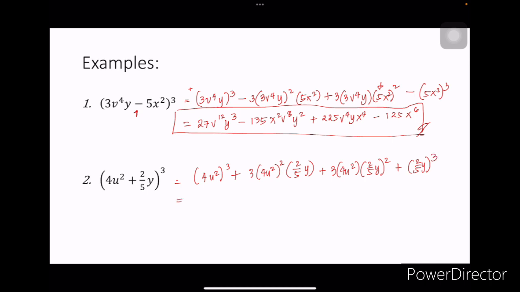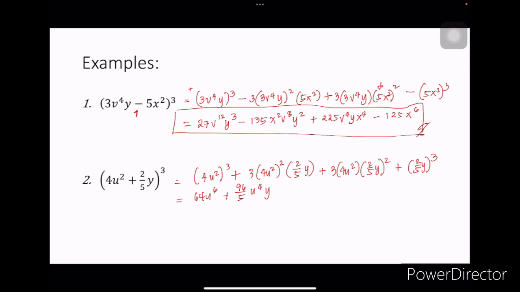So we will have now, I think, 4 times 4 times 4 is 64. u raised to 6. Then, it's 4 times 4, since it's 4 squared, times 3 times 2. So you have plus 96 all over 5. Okay, since you have 4 squared times 3 times 2, it's 96 divided by 5. So you have 96 all over 5, u raised to the fourth power y.